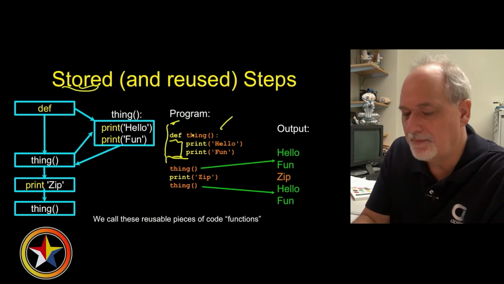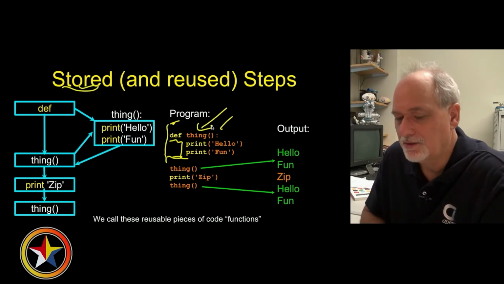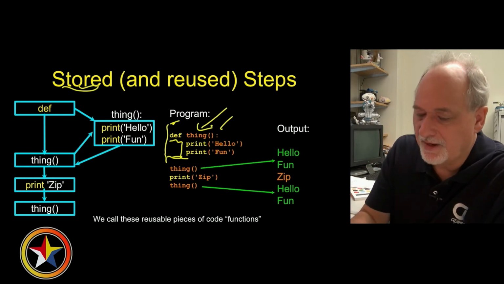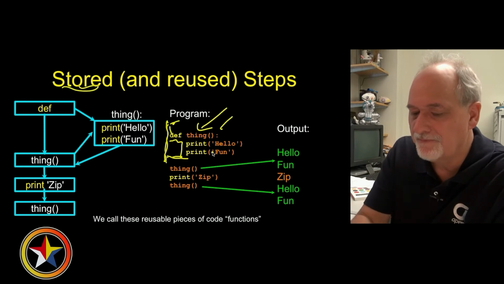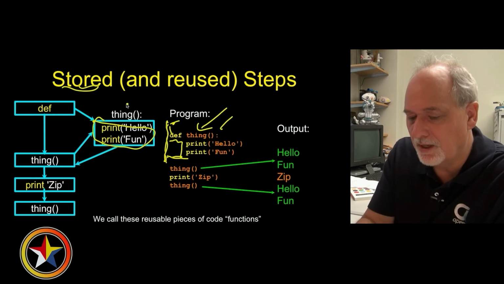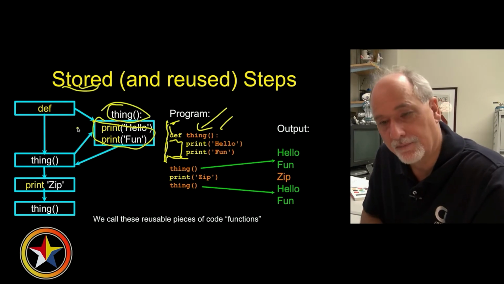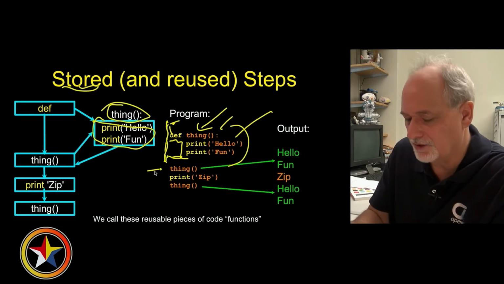It names it whatever you chose. You gave it a name. We named this one thing. And as a side effect of Python reading or parsing these three lines, it doesn't do anything, but it remembers. These two lines are what you would like to run when you invoke thing. So this is the definition of a function, and this is the invoking of the function.